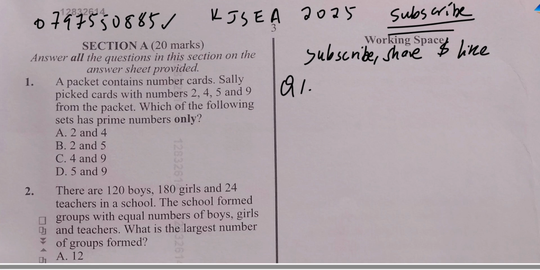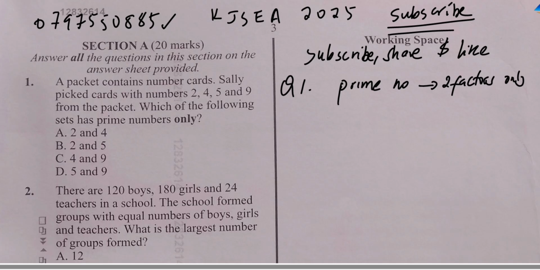Question 1. A packet contains number cards. Sally picks cards with numbers 2, 4, 5, and 9 from the packet. Which of the following sets has prime numbers only? Now, prime numbers are numbers with 2 factors only. So you can either divide by 1 or itself. Those are the 2 factors. 1 is not included because 1 just has 1 factor.